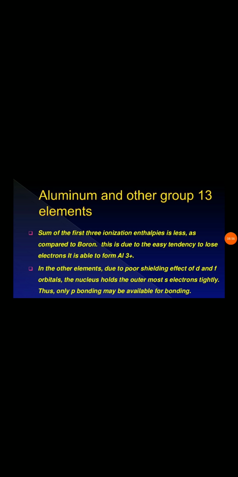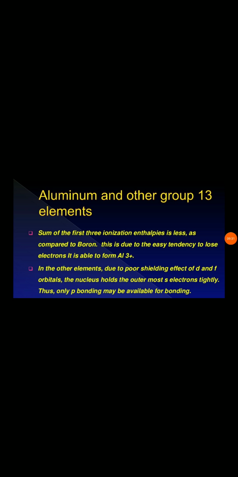First point, see that the first three ionization enthalpies are less as compared to boron. Compared to boron, the first three ionization enthalpies are less. Why is it less? What is the reason? The first ionization enthalpy compared to boron is less. Why? This is due to the easy tendency to lose electrons.